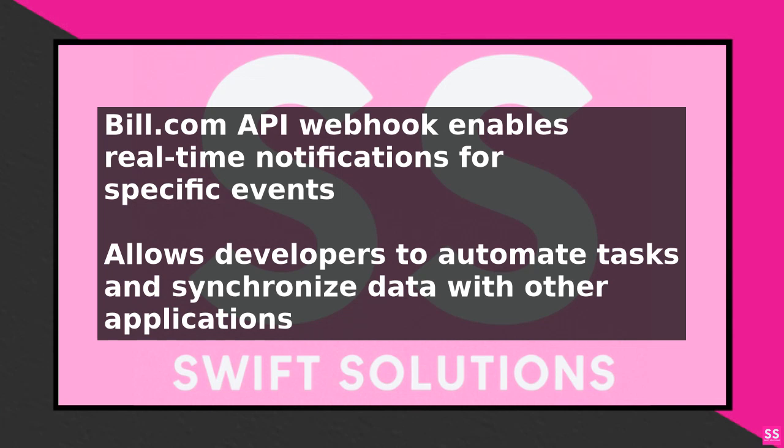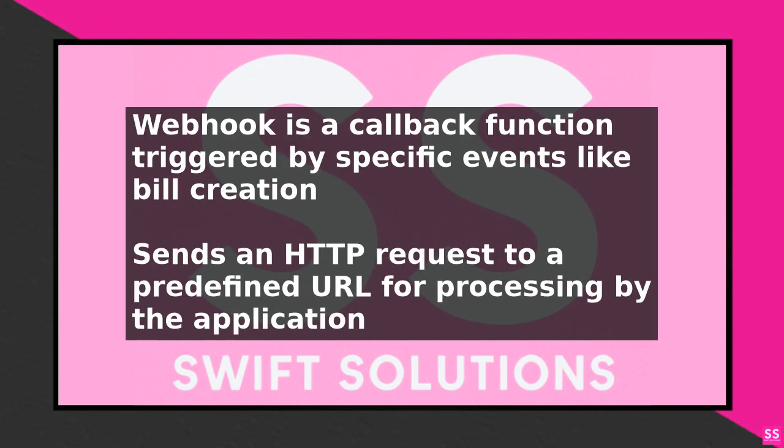Key concepts. To work with the Bill.com API webhook, you need to understand the following key concepts. The first is the event, which is the trigger that initiates the webhook notification. Common events include bill creation, payment processing, and vendor updates. The second is the payload, which is the data sent with the webhook notification. This can include details such as bill amounts, payment dates, and vendor information.